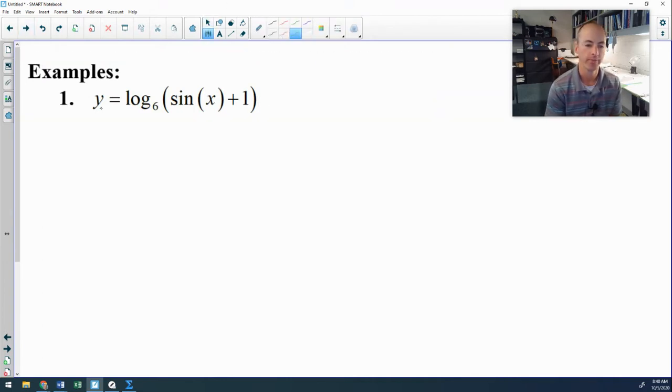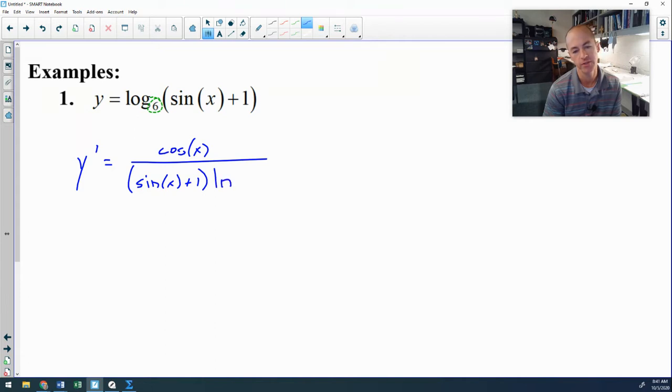So I see a logarithmic function. I notice that the base is 6, and the derivative of any logarithmic function, I know it's going to be a fraction. The argument, the inside of the log, goes in the denominator. So I have sine of x plus 1 in the denominator. The derivative of that goes in the numerator. The derivative of sine is cosine, and the derivative of 1 is 0. So there's the derivative of the logarithmic part, but because this is log base 6, I then need to put a natural log 6 in the denominator, and you are done. It's the inside in the denominator, the derivative of that on top, and then natural log of the logarithmic base in the denominator as well.